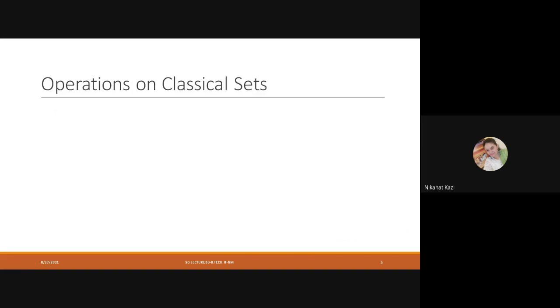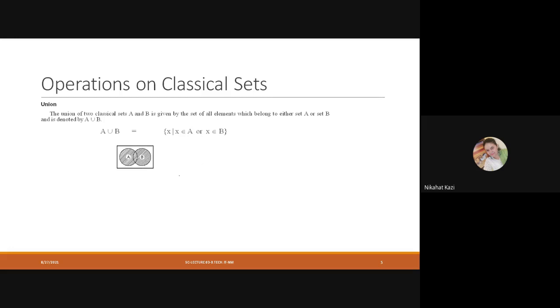Quickly we'll go through the operations on classical sets. The first operation is union. You can find out the union of two classical sets. So what is the definition of union? If there are two classical sets A and B, then you find the union by combining the elements of A and B, right? Graphically, it is this shaded portion. The shaded portion is A union B, right? So all the elements of A and all the elements of B taken together is A union B.